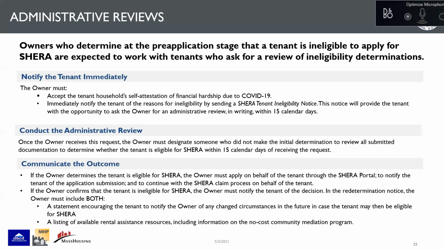As far as an administrative review, if an owner does find the tenant ineligible, the owner must notify the tenant immediately and follow the administrative review process. Two things that I will point out in terms of eligibility regarding the financial hardship: the owner must accept the tenant household's attestation of financial hardship due to COVID-19. For example, the owner should not be deeming a household ineligible based on their self-attestation.